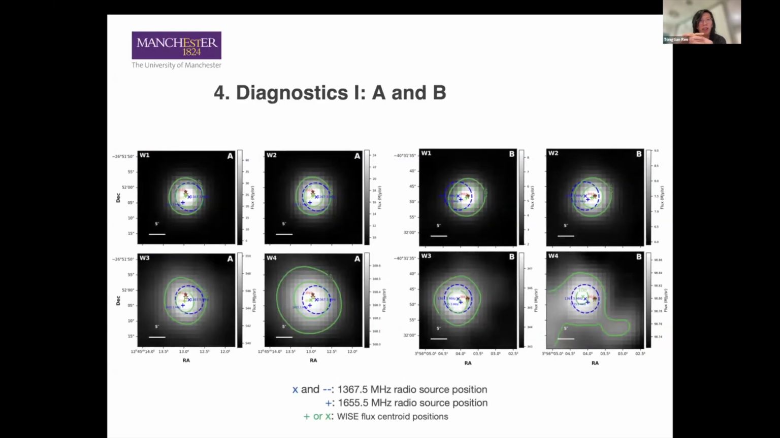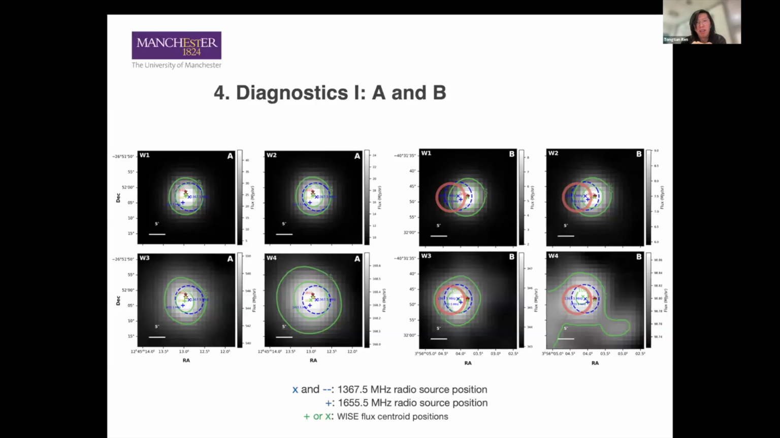So what if we ignore the radio images? Let's directly take a look at the WISE images in the near infrared. We can see the light blue contours and markers stand for the WISE infrared image contours according to their significance to the background. And the blue ellipse markers and crosses stand for the radio source positions.